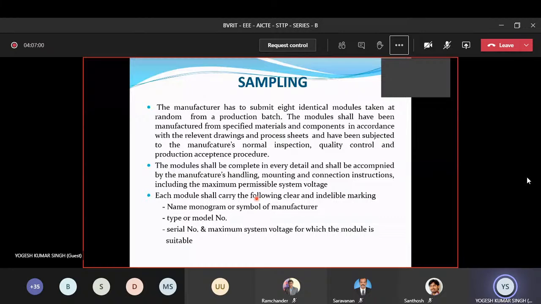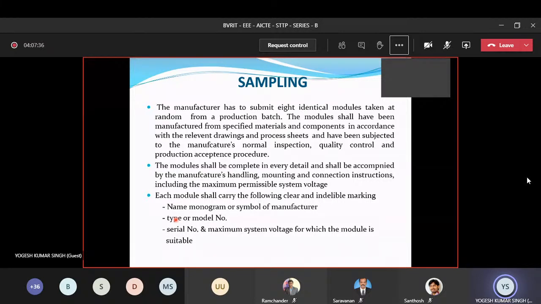The sampling of the module is a much more important parameter. Any manufacturer submits 8 identical modules to the laboratory, and these identical modules carry this type of information: the name of the module, the name of the manufacturer, the type and model number, then the serial number, the maximum system voltage, and the module's suitability for the system. All these details are given on the particular module.